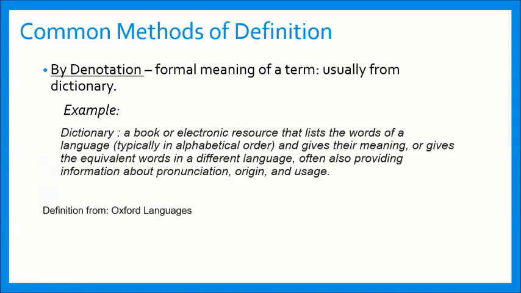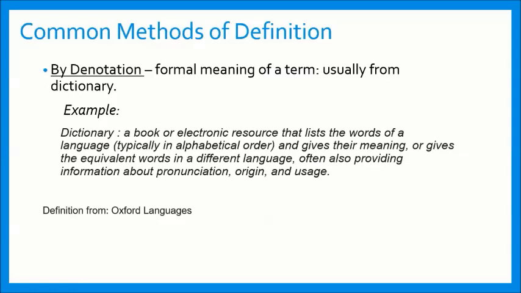So there we have it, the common methods we use in writing a definition of a term. Number one is by denotation. If you're familiar with the terms denotation and connotation, let's have first denotation. This is the use of the formal meaning of a term from a reference or dictionary. Or we have the Webster, we have the use of encyclopedia, other dictionaries, thesaurus, something like that.